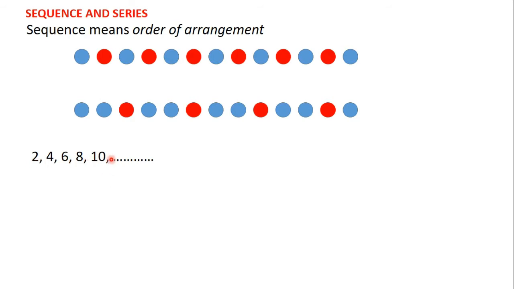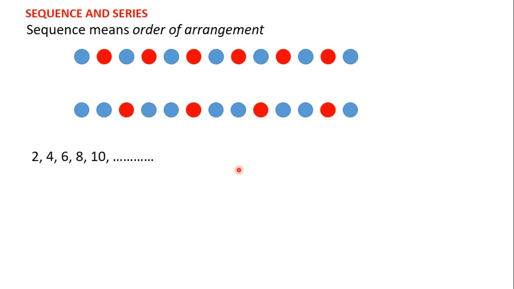So here we have seen that if you want the next number, all you need to do is to add 2 to the number before it. So here, if you want the next number, we add 2 to 10, we are going to get 12. So the next number will be 12. The number after 12 will be 14. The number after 14 will be 16, and it continues on and on.